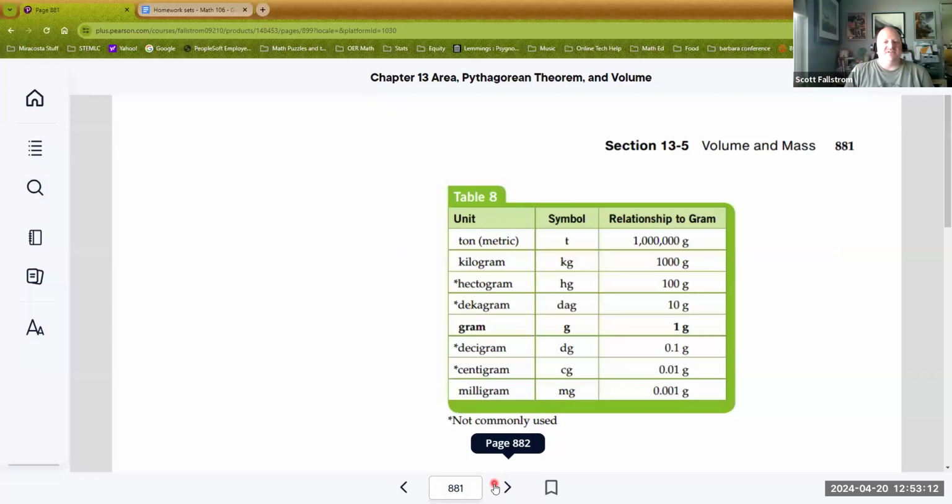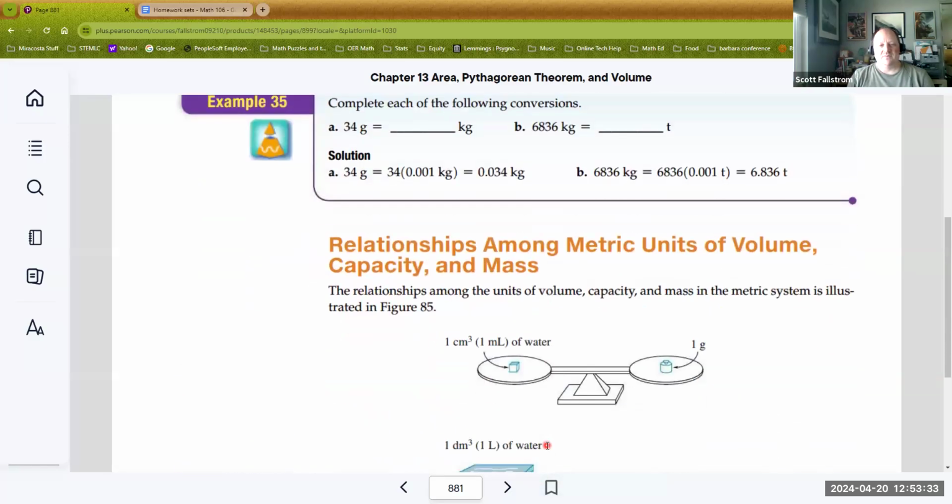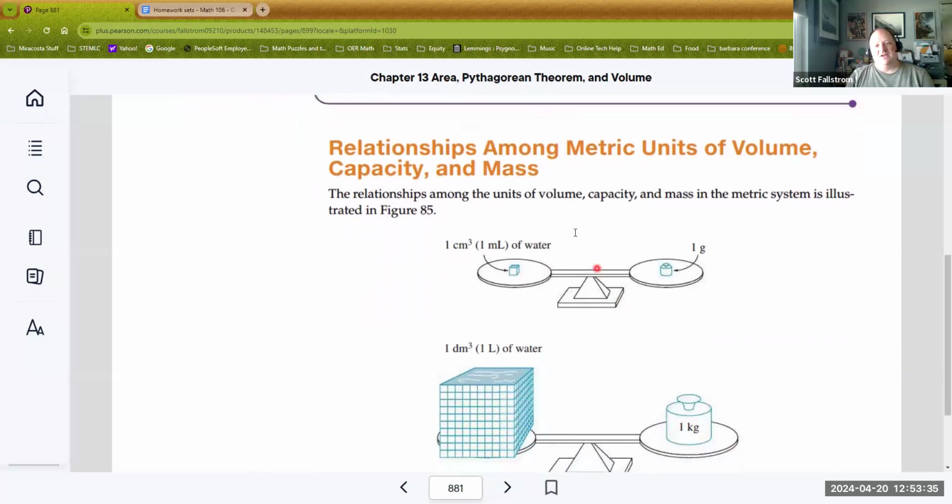In the metric system, you do not. They just use gram as the base, and then you go up: kilo, hecto, deca, gram, deci, centi, milli. Now, they do have a metric ton. A metric ton is just 1,000 kilograms. So again, really nice when they go up. They're just like, yeah, it's 1,000 of those. We don't have to have all these crazy units. And lastly, relationship among metric units of volume, mass, and capacity.